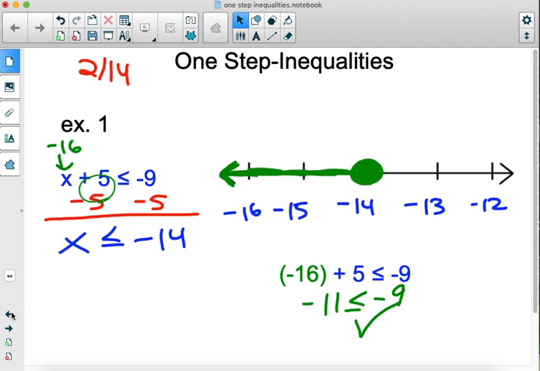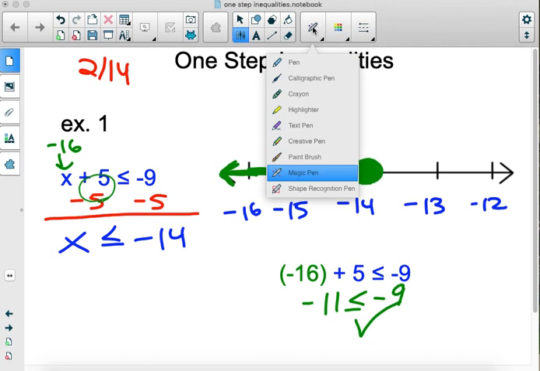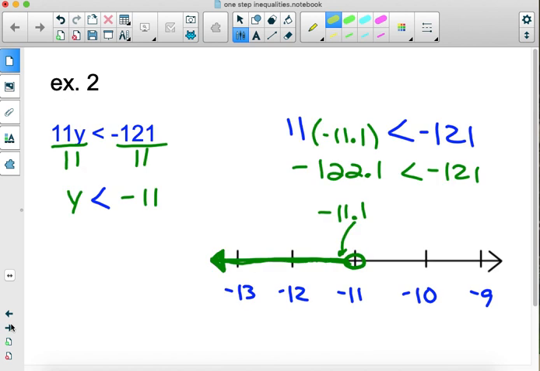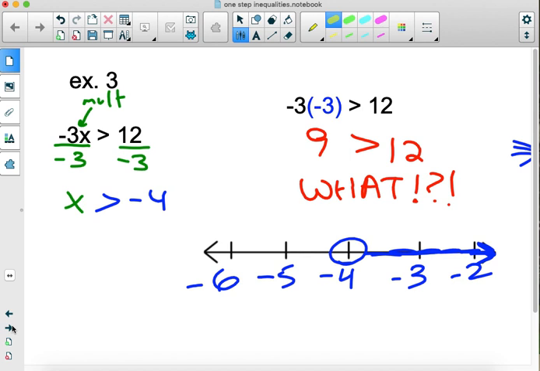Let's go back in time. When we subtracted 5 on both sides, did the sign stay the same? Yes. So adding and subtracting doesn't change anything, right? When we divided by 11, did the sign stay the same? And it worked, right? So when you multiply or divide by a positive, the sign doesn't change. But when you divide by a negative, your sign has to flip.